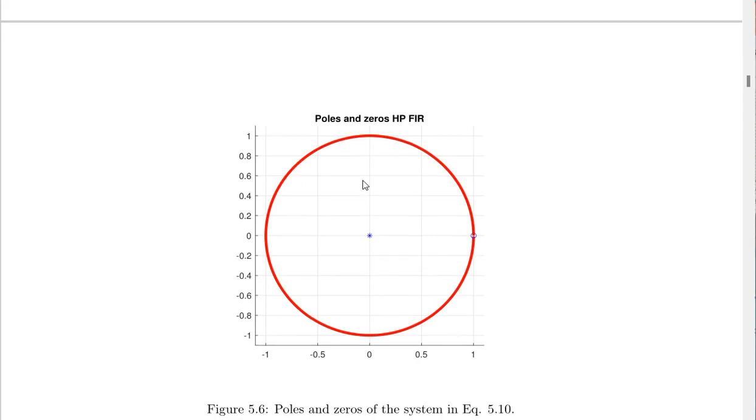Anyhow, poles and zeros for high pass FIR: you see here, the pole is at the same location, the origin, but the zero has come to 0 degree, or z equals 1. So for lower frequencies, there is no permission because they will be multiplied by 0.